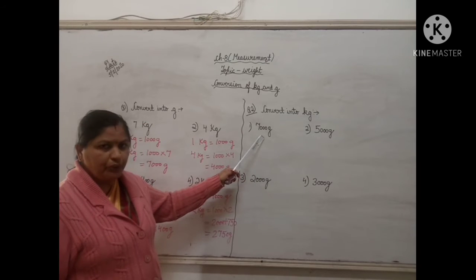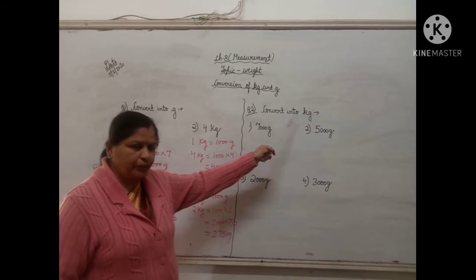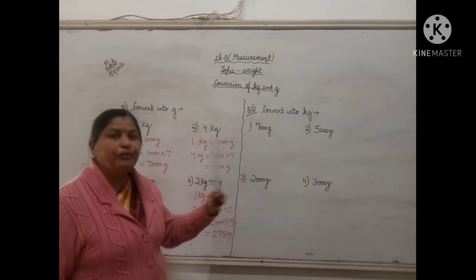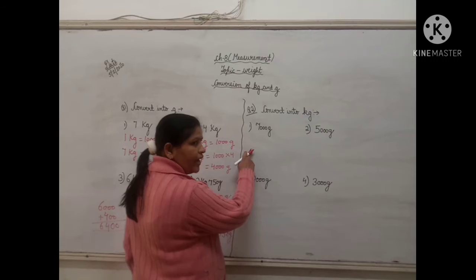Now we come to question number 2, convert into kg. Now this is a smaller unit and we have to change it into a bigger unit. When we have to change smaller unit into bigger unit, we will divide. Okay. Again we will write the formula.